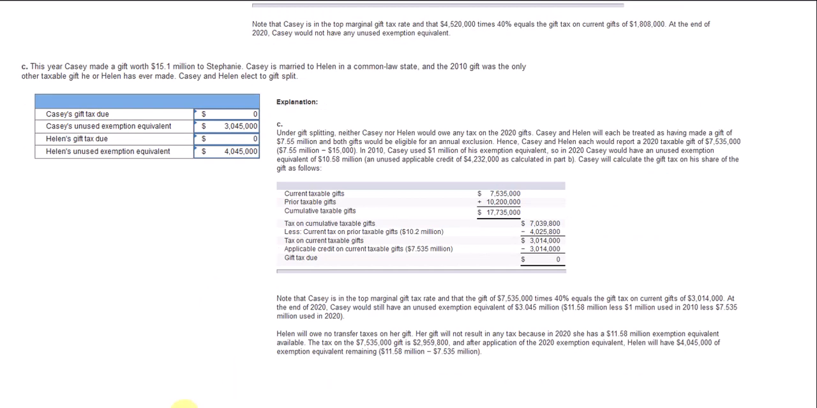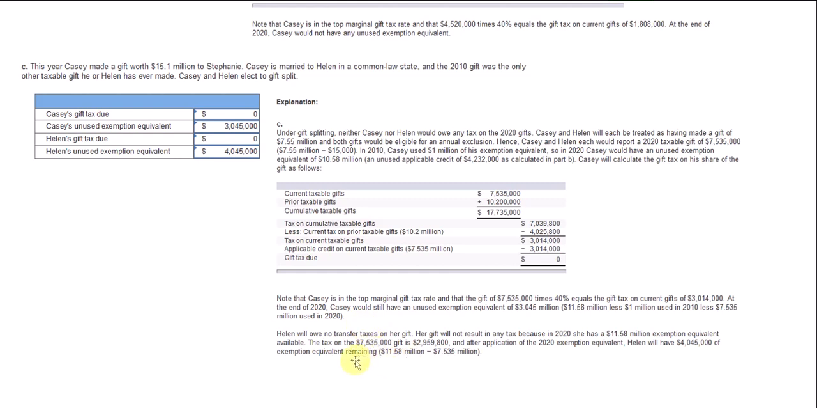Okay, a couple little notes here at the bottom. Note that Casey is in the top marginal gift tax rate, and the gift of 7,535,000 times 40% equals the gift tax on current gifts of 3,014,000. That's that amount right there. At the end of 2020, Casey would still have an unused exemption equivalent of 3.045 million. That's 11.58 million less the 1 million used in 2010, less the 7.535 million used in 2020.